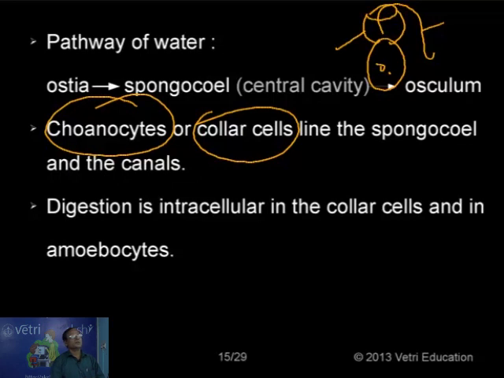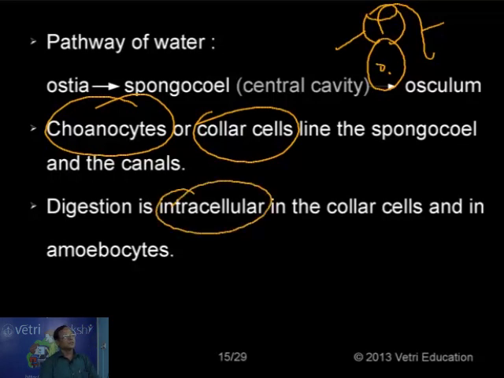That is why the cells are called choanocytes, lining the inner wall of the spongocoel as well as the canal system. They help particularly in digestion, because in these animals, though they are complicated multicellular organisms, there are no structures for digestion. That is, there is no stomach and so on. The digestion is intracellular, happening inside the cells, in the choanocytes and also in another type of cells called amoebocytes. So digestion is intracellular, though the organism is multicellular.